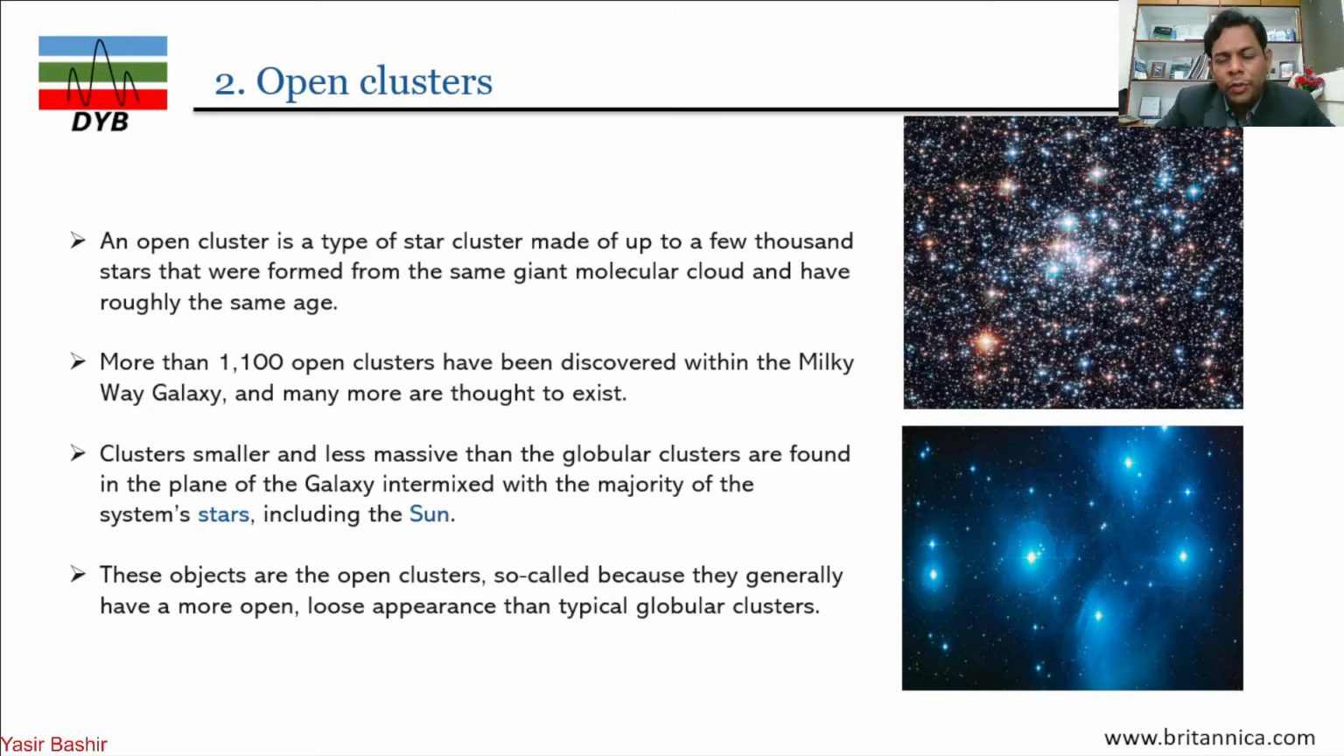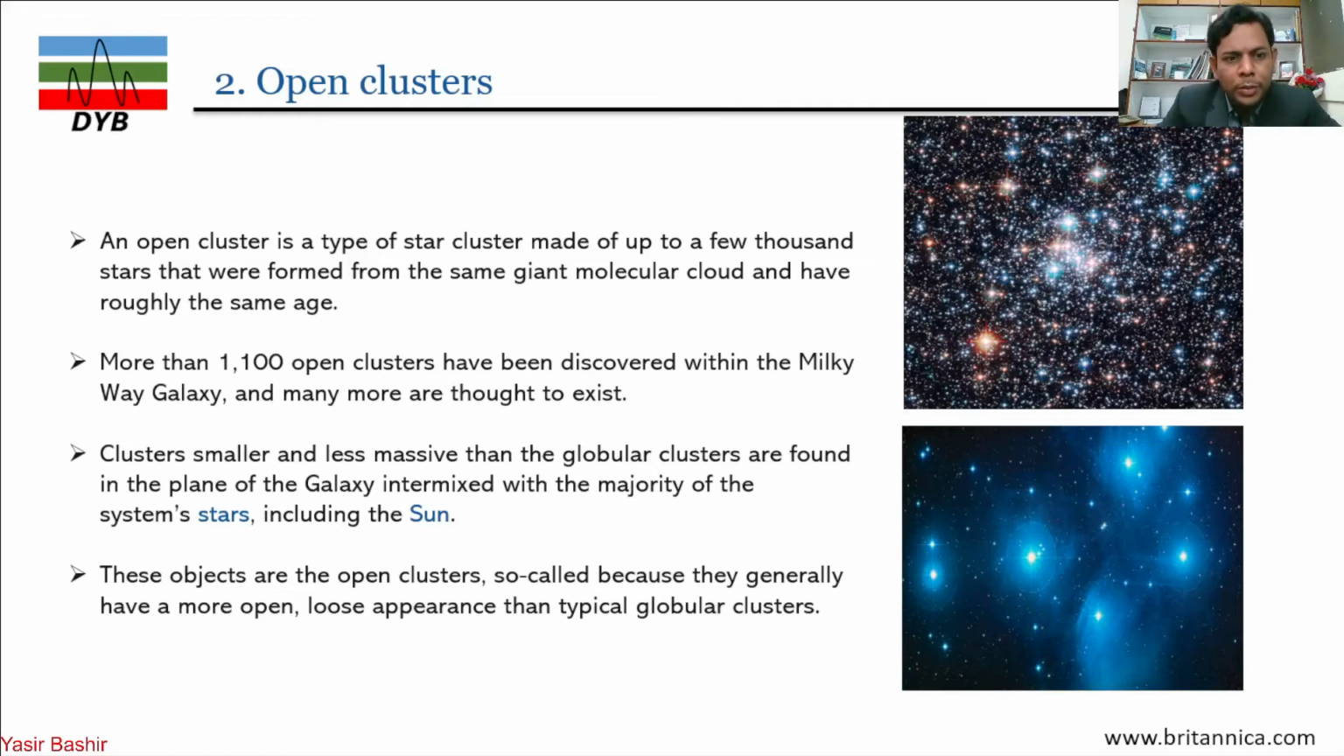thousands of stars. One of these stars is our sun, and similarly to the sun, we have thousands of other stars in the solar system. So it consists of these types of stars. More than 1100 open clusters have been discovered within the Milky Way Galaxy, and there are many more. We think many more open clusters exist, but because of the visibility away from our region, we can't see them.